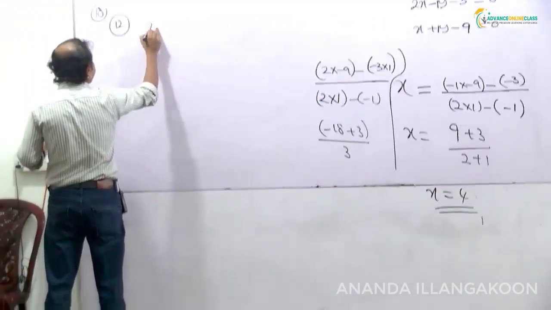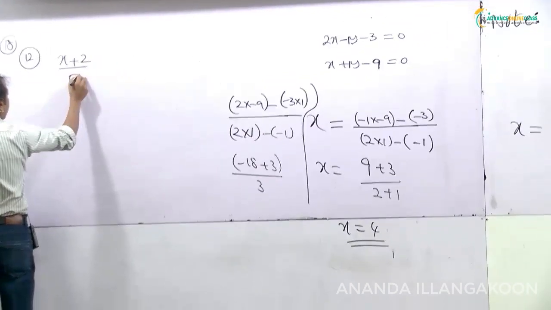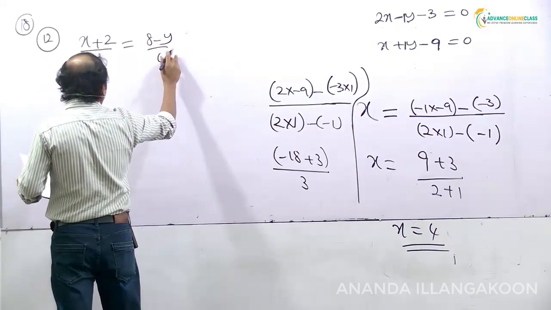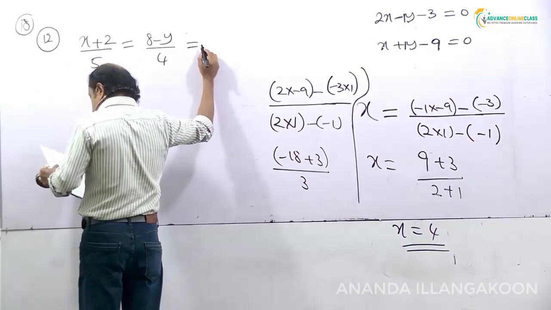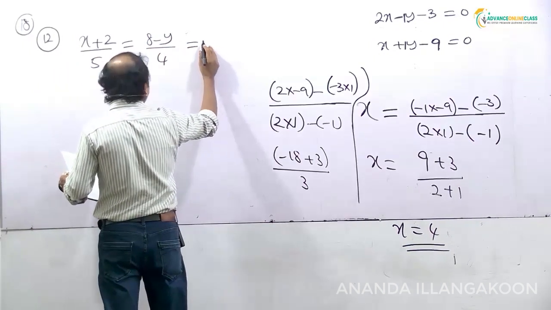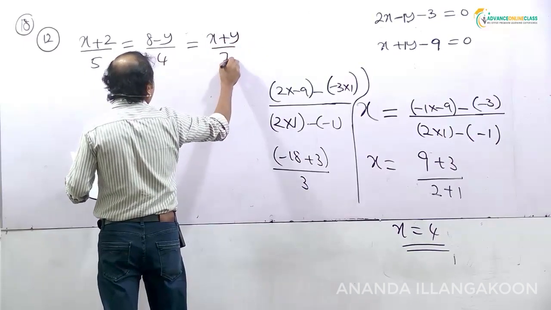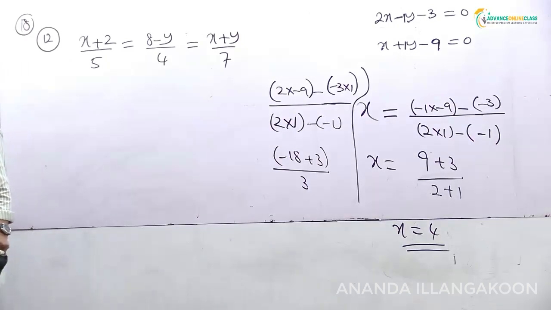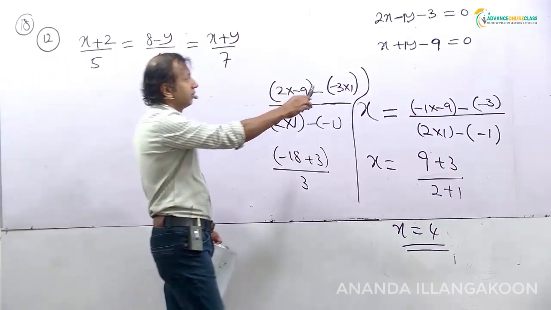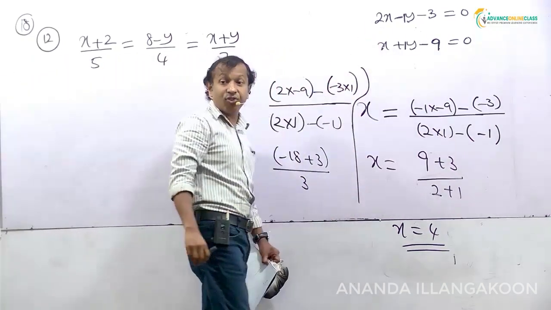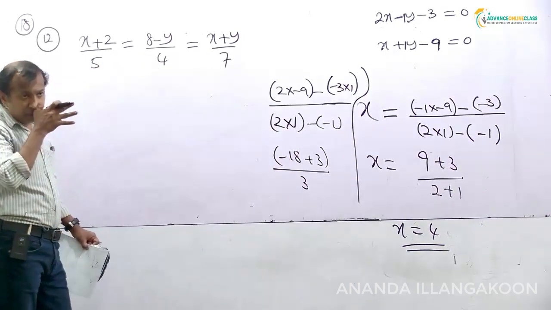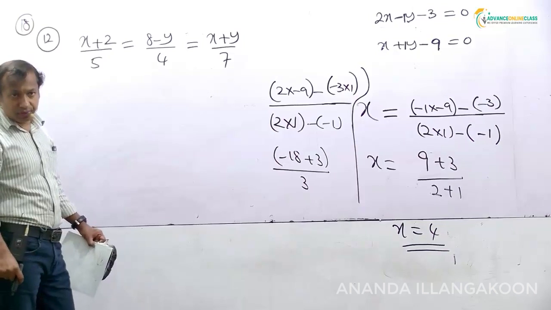There you are given (x plus 2) over 5, (8 minus y) over 4, equals (x plus y) over 7. Right. Now, you are not familiar with this kind of simultaneous equations, no? You can't see there are two simultaneous equations like here. First of all, by using this, we have to form two simultaneous equations. How? You can form those two simultaneous equations like this.